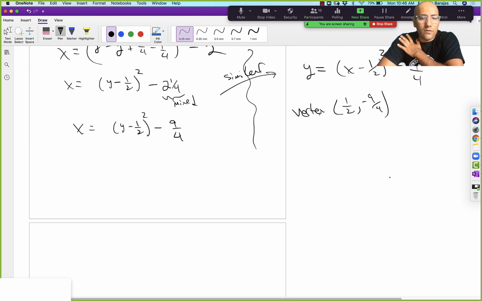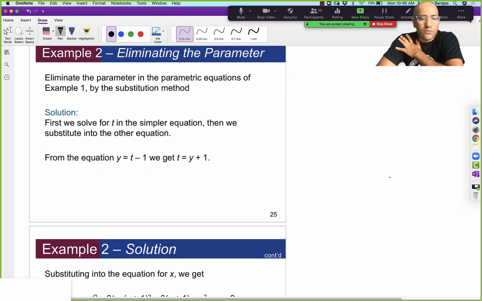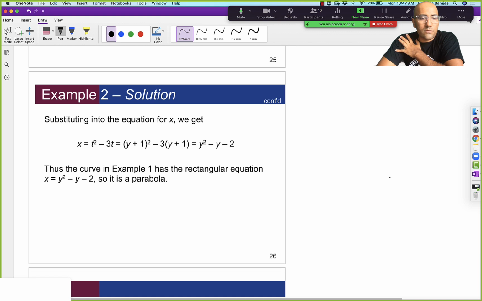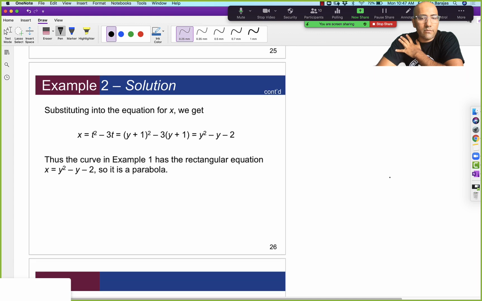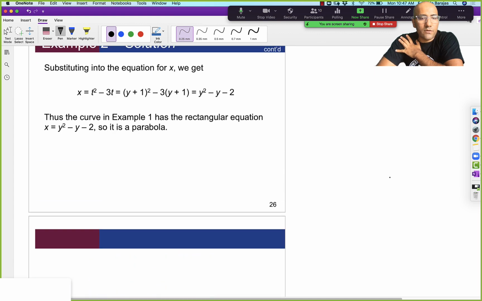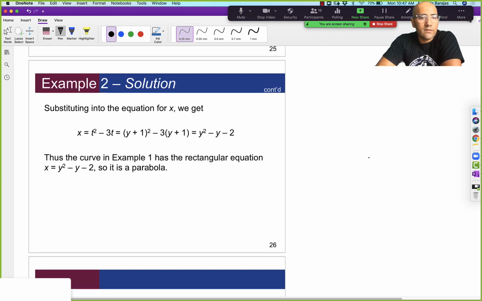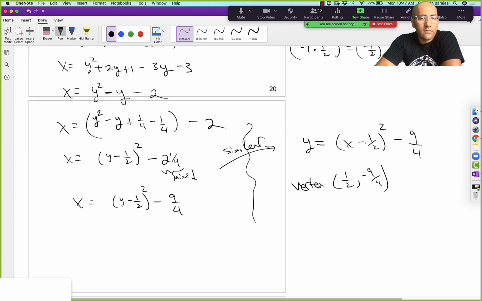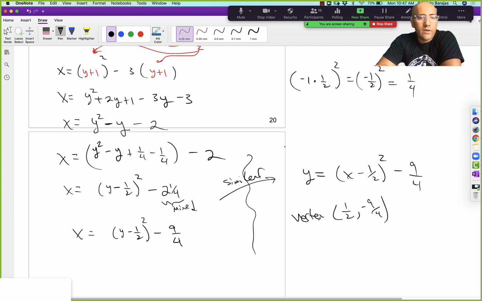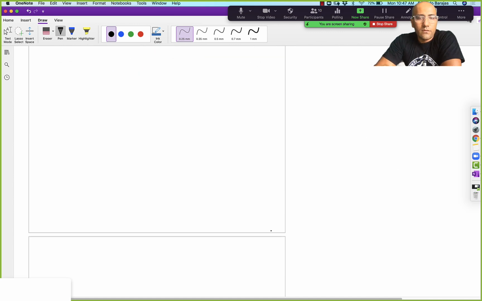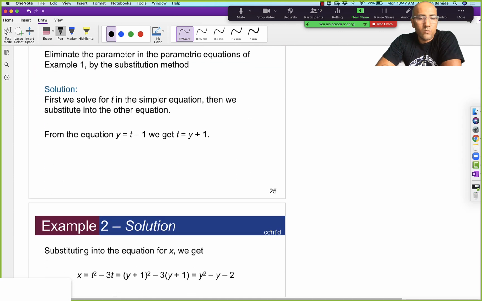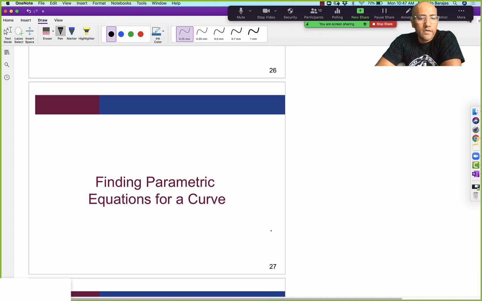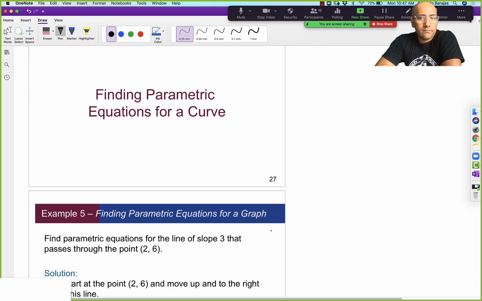Good. Let's see what the author did. Replaced +1, -1, +2. Example 1 has a rectangular equation of minus y minus 2, so it's a parabola. Okay, author just stopped there. Minus y minus 2. Good. Okay, any questions?